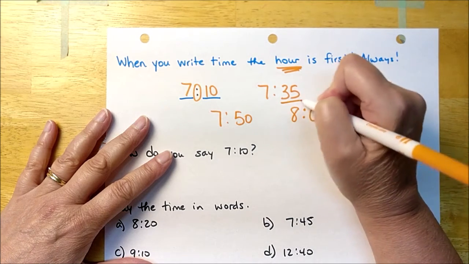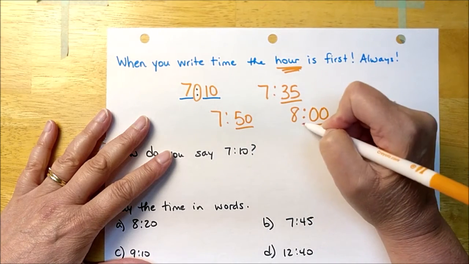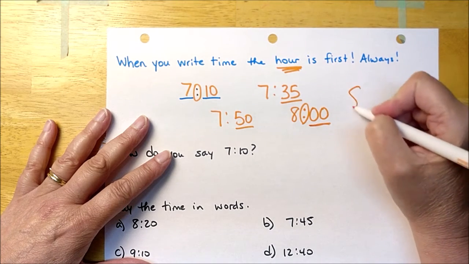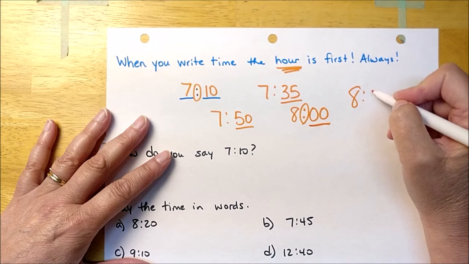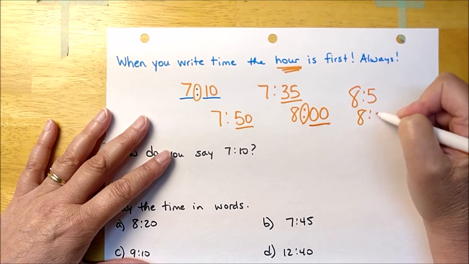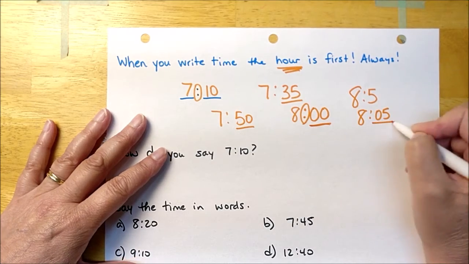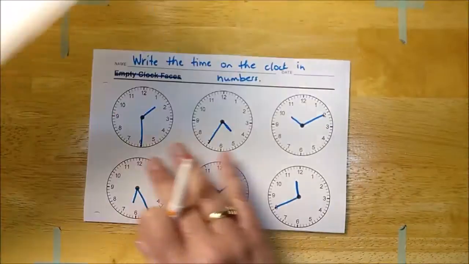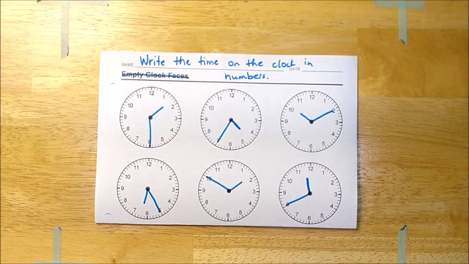There's always got to be 2 numbers behind this symbol. Always 2 numbers. So if you have to write that it's 8 and 5 minutes, you don't go 8 and 5. You'd have to say it's 8 and 5 minutes. Always has to have 2 back there. Remember that.